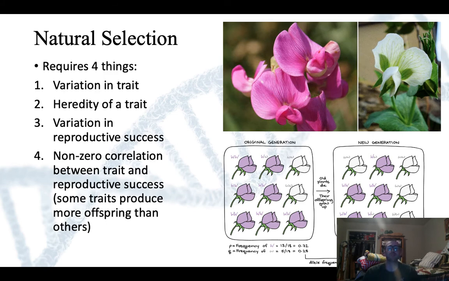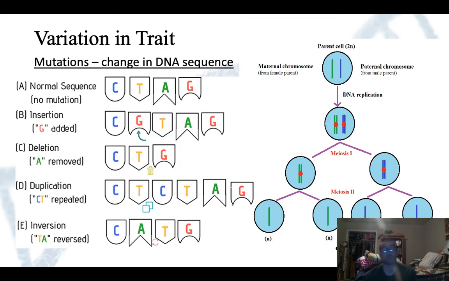Okay, so the first is variation in a trait. We need to have members of the same species and members of the same population that have variation in whatever trait it is, whether it is leaf shape or flower color, right? So where does this variation come from? And ultimately, where this variation comes from are mutations, right?